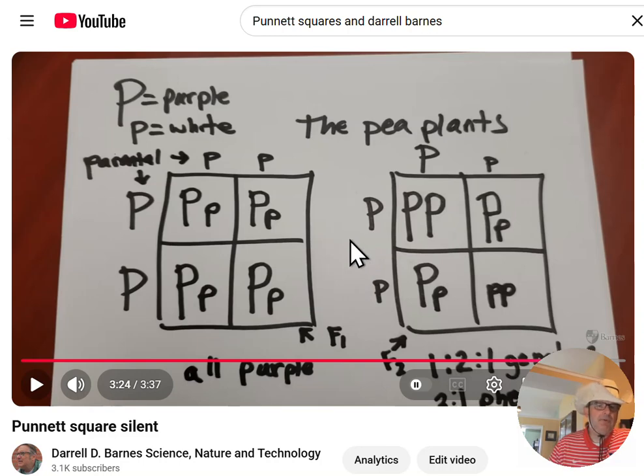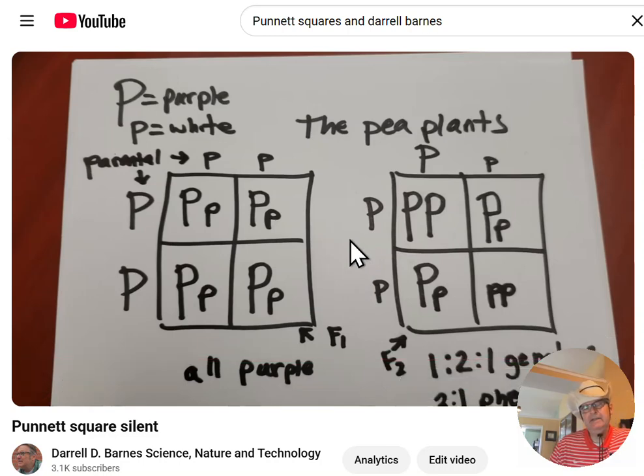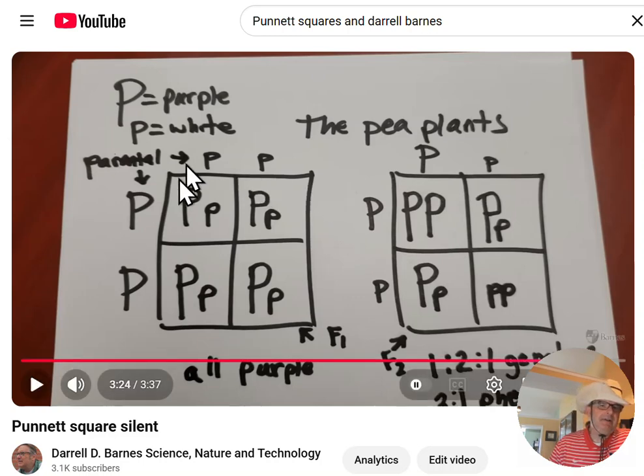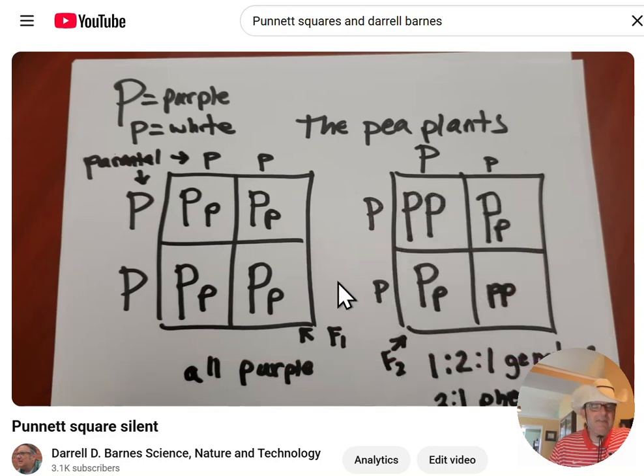He published his work, Mendel, and then it was only later that Reginald Punnett came up with this way to express and show these relationships. This 3-to-1 relationship is the magical phenotypic ratio that we see in monohybrid crosses in Punnett squares.